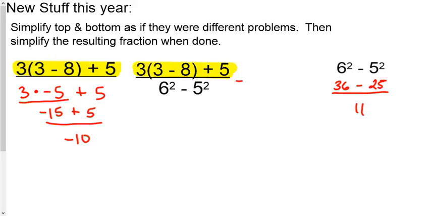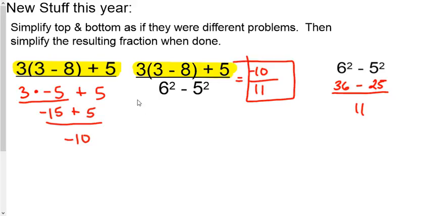Now, let's stop and think about this. We simplified the top part of this problem down to negative 10. So negative 10 goes on top. The bottom part, simplified to 11, there's our final answer, negative 10 over 11.